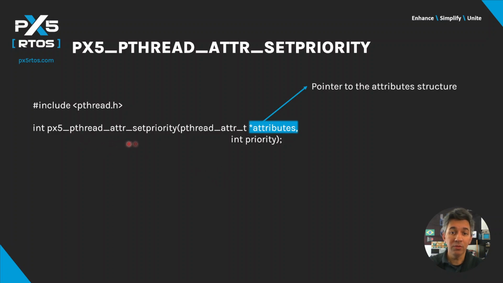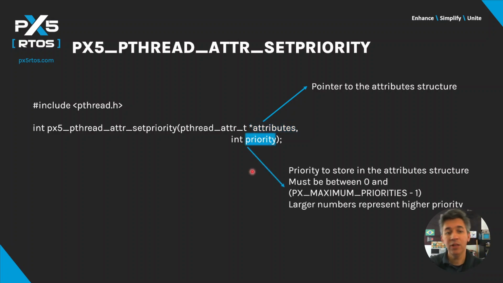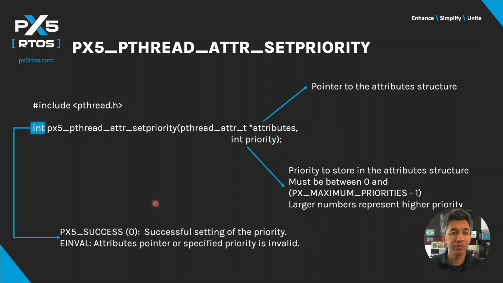To do so, we need to supply the attribute structure that we created before, and we also need to define, in this case for the set priority, the new priority value that goes from 0 to 31. Remember that larger numbers equal higher priorities. Finally, we can check the return for error codes.